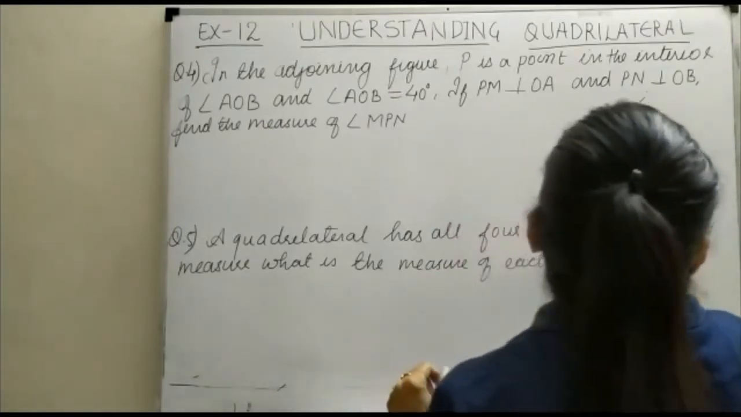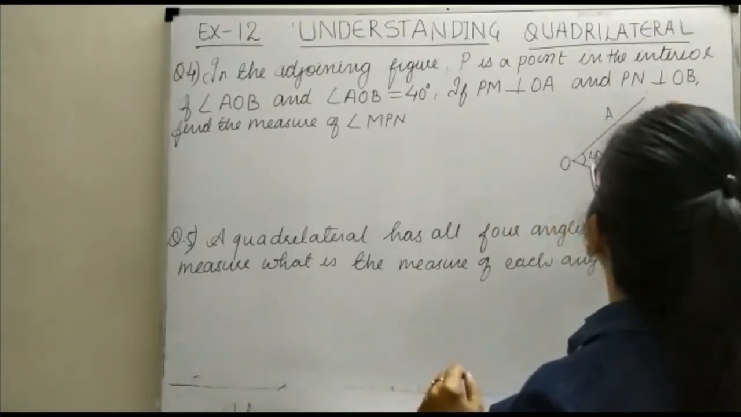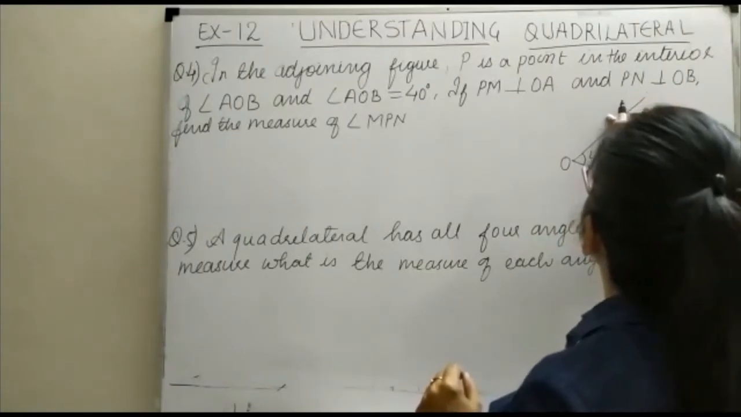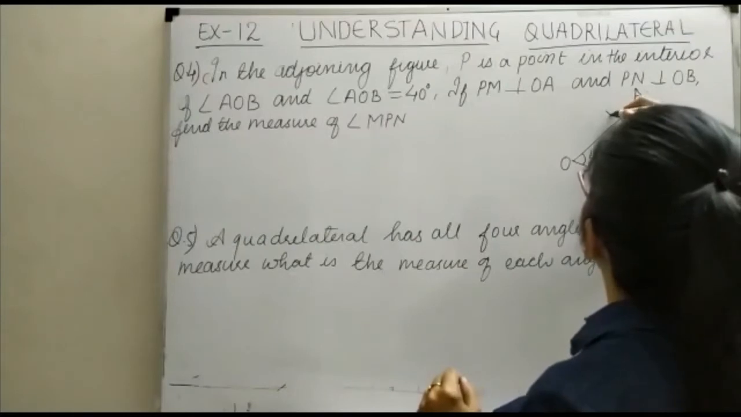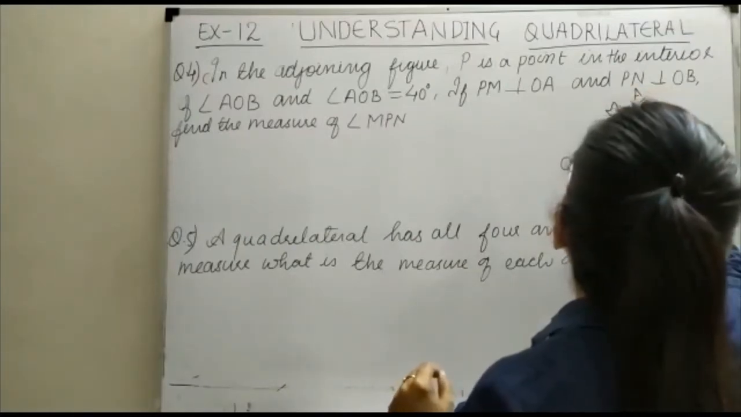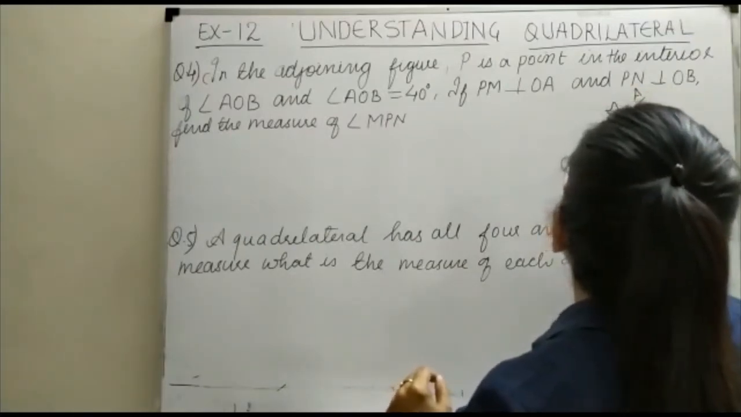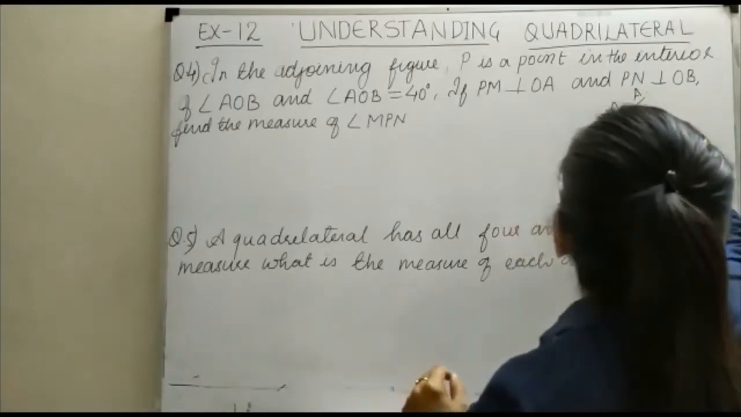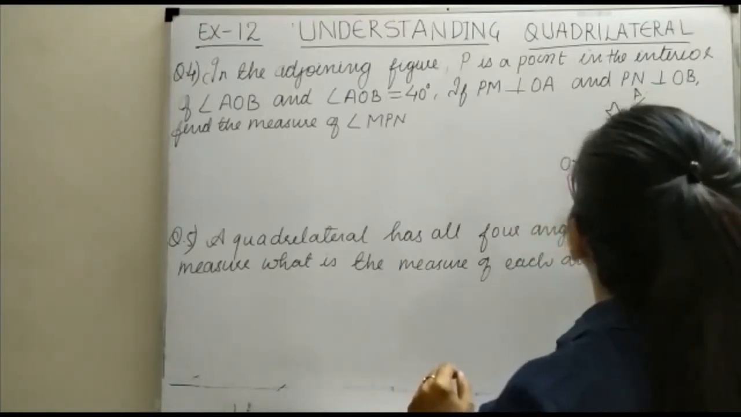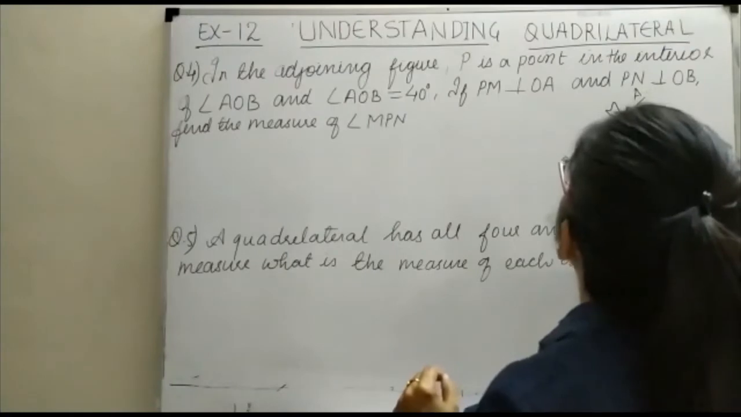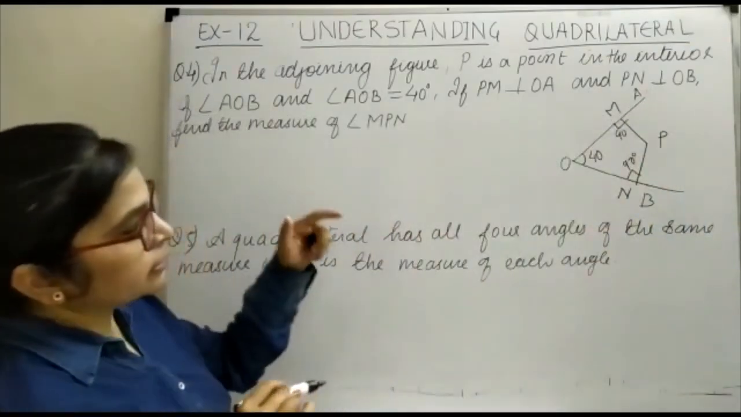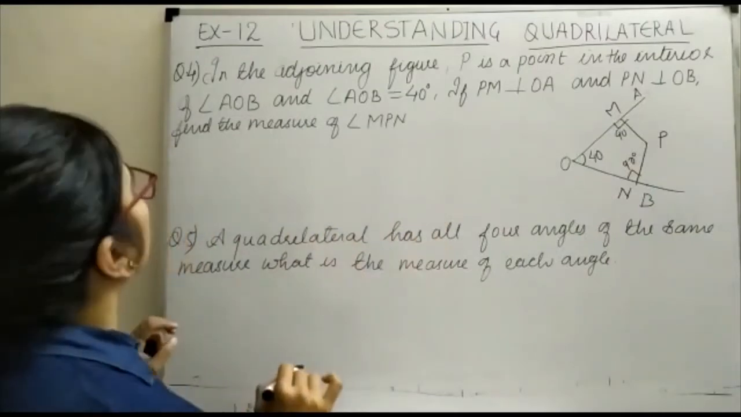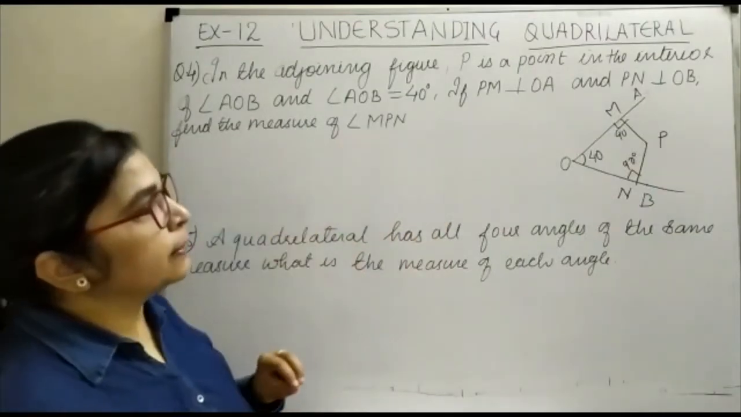If PM is perpendicular, okay? Now you can see here, this is A. Now from here you can draw PM, this is perpendicular, and here also N, okay? Perpendicular means this is 90 degrees, this is also 90 degrees and this is also 90 degrees. PM is perpendicular to OA and PN is perpendicular to OB. Find the measure of angle MPN.